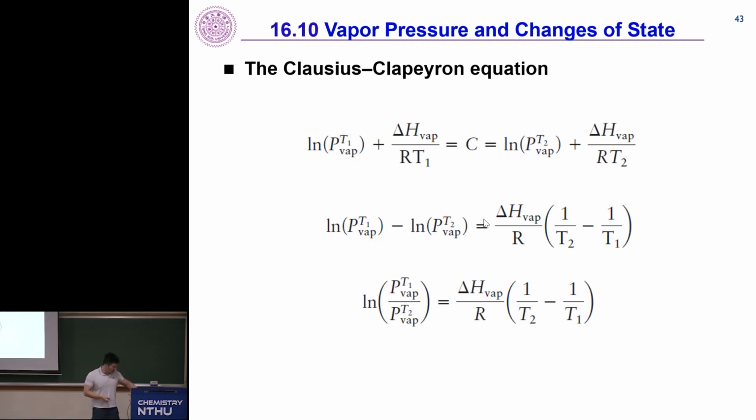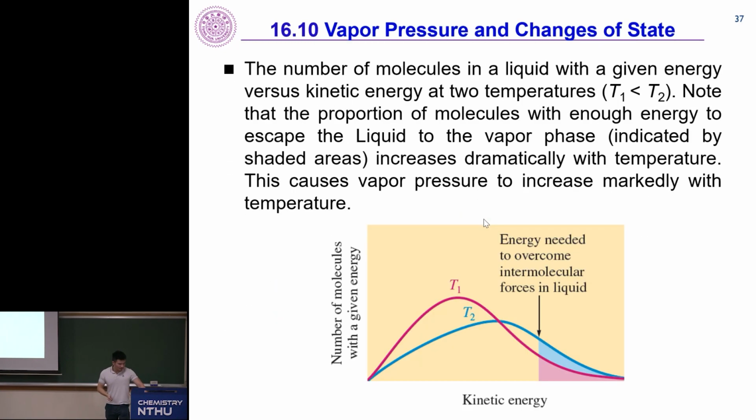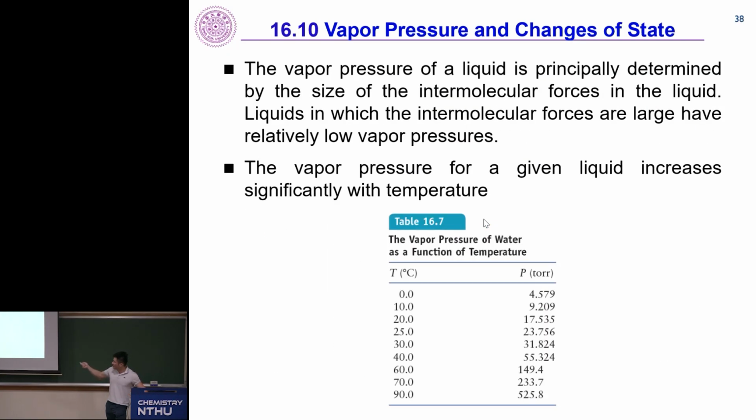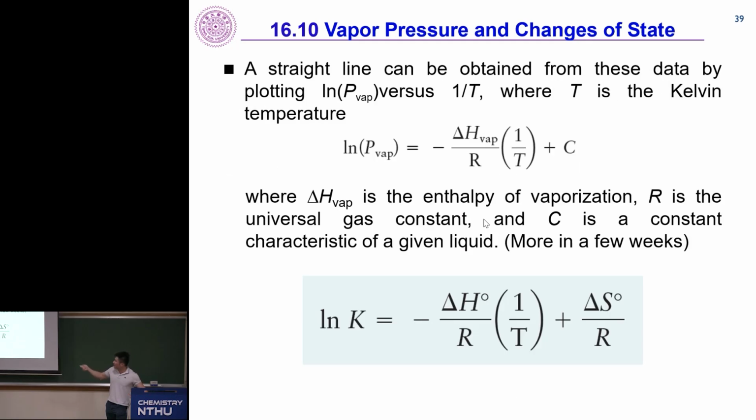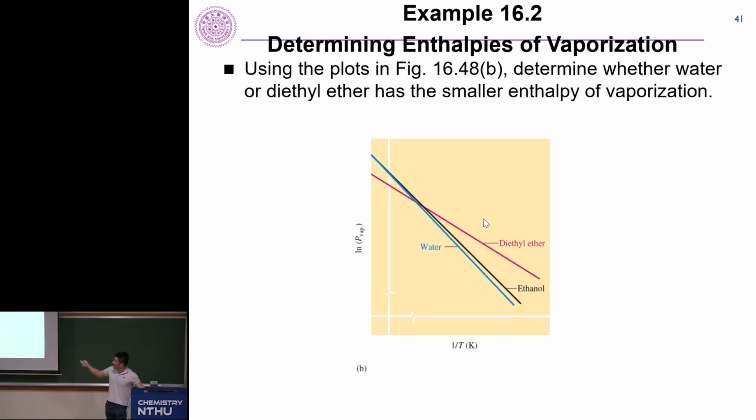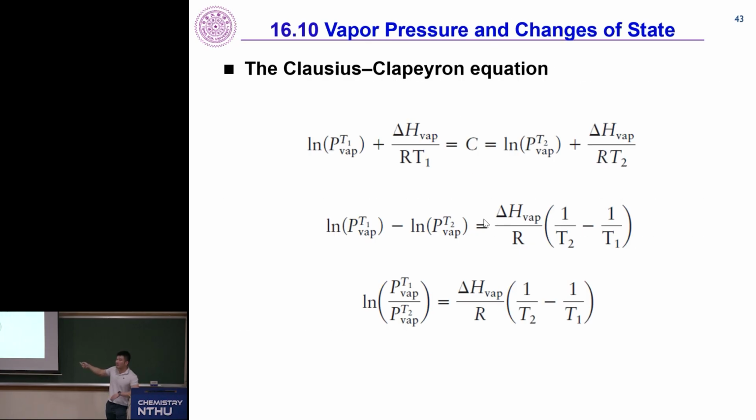And as I already told you, as temperature increases, we have more particles with higher energy than what's required to actually make the liquid into gas. So that means if we increase temperature, we're going to get a higher amount of gas. That means pressure will increase. That's the result of this line. Then what we can also do is measure the pressure at two different temperatures.